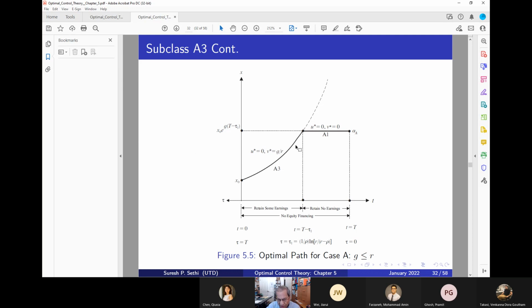Notice what's going on. On this side, I am paying dividend in this amount, and I'm keeping 1 minus g by R to invest at this point. That's why, because I'm investing, I'm growing at the rate g. I cannot go all the way to 1, because that would grow the company faster than g, and I'm not allowed to grow the company faster than g. Remember, we formulated the problem so that there's an upper bound on the growth rate of the company.